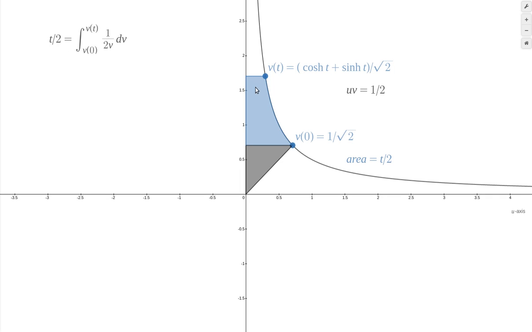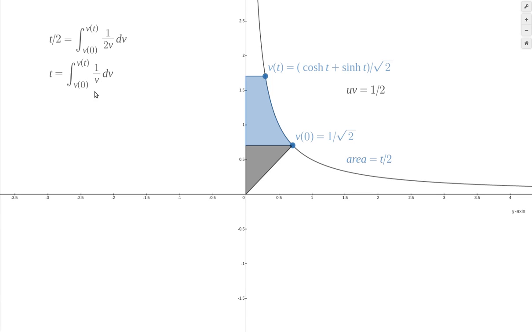t/2 must be equal to an integral that computes this area, namely the integral from v0 up to vt of the right curve minus the left curve. Well, the right curve is our hyperbola, u equals 1/2v. The left curve is u equals 0. So we have 1/2v. If we double both sides of this equation, we get t equal to the integral from v of 0 to v of t of 1/v dv.